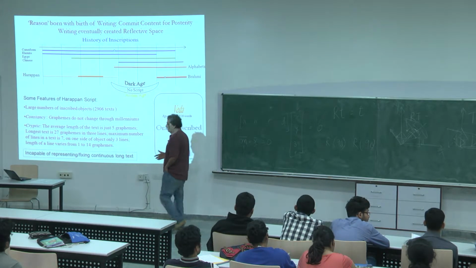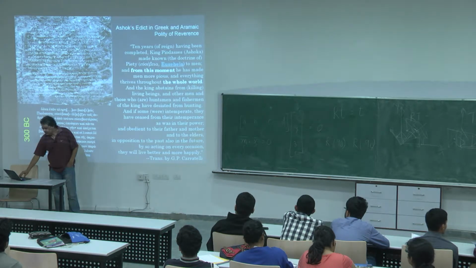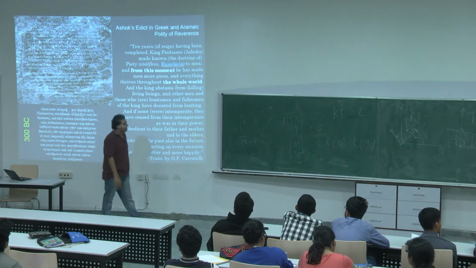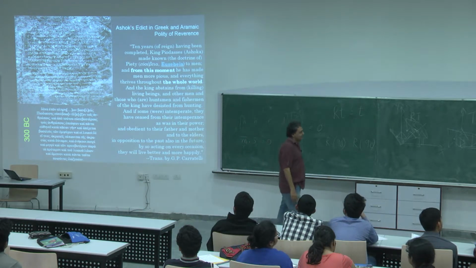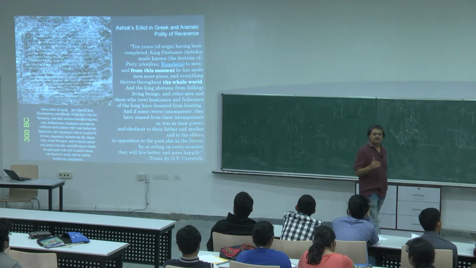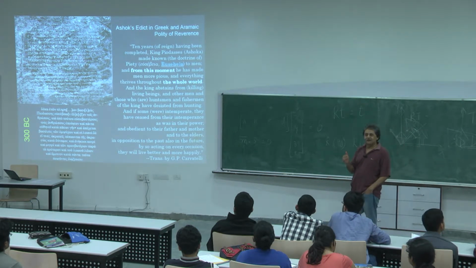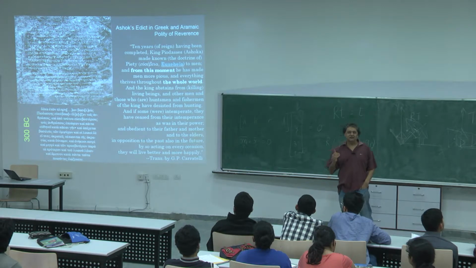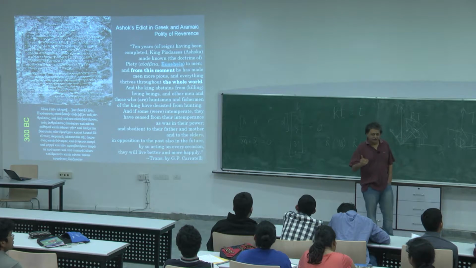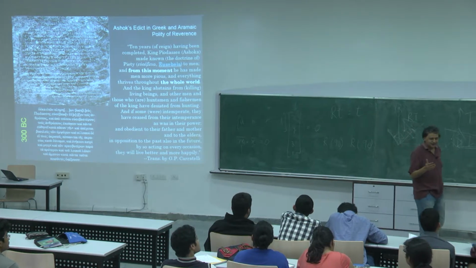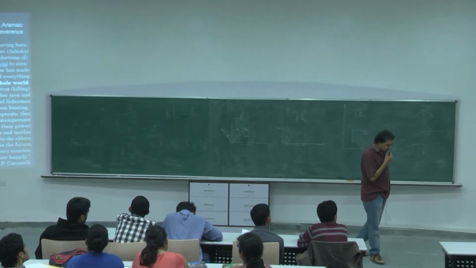So, for example, this is a writing done by Ashok, and he wrote in four scripts. He wrote in a script called Brahmi. It's a very geometrical, easy script. In fact, you can learn writing your name in Brahmi from the internet in just 15 minutes or something like that. This is very close to what we know as Indian scripts.